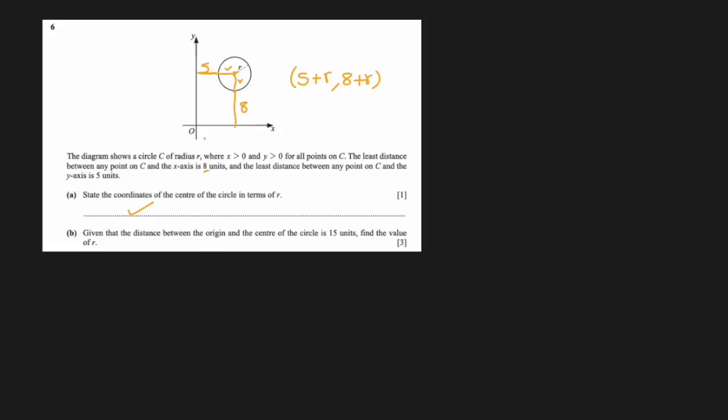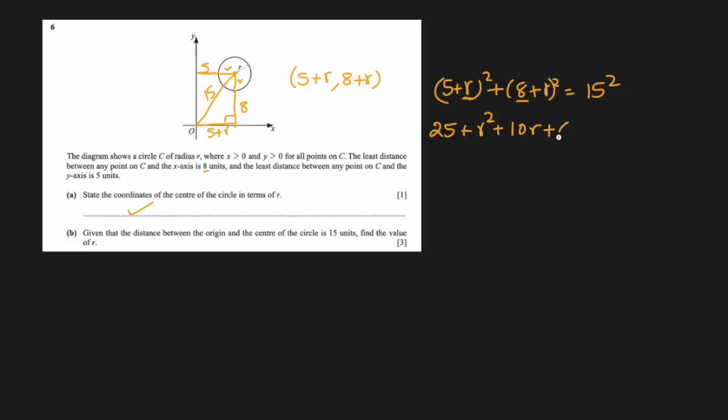Given that the distance between the origin, this point origin, and the center of the circle is 15 units. So this is 15 units, they are saying. Find the value of r. So this becomes a right angle triangle. We know this is 8 plus r, this is 5 plus r, and hypotenuse is 15. We can use Pythagorean theorem here. So 5 plus r square plus 8 plus r square equal to, the whole of it is squared, equal to 15 square. That's Pythagorean theorem. So I'll open these brackets now. So it becomes a square, which is 25, plus b square, which is r square, plus 2ab. 2 times 5 times r is 10r.